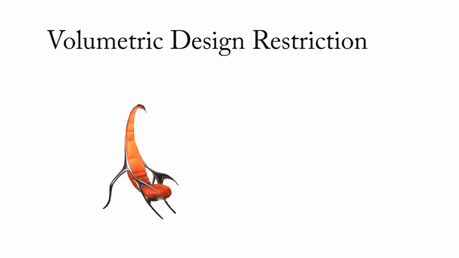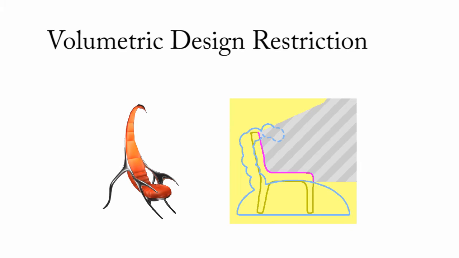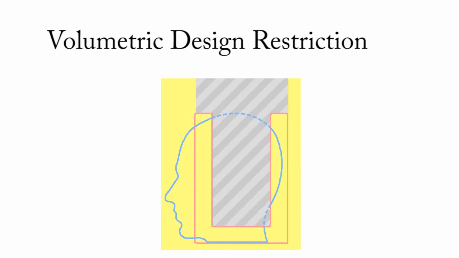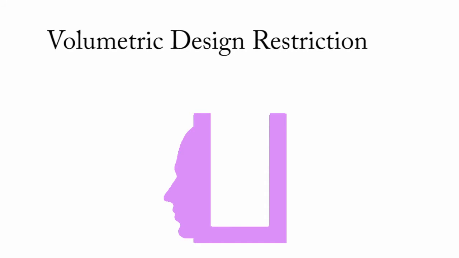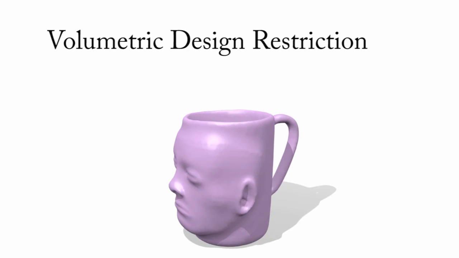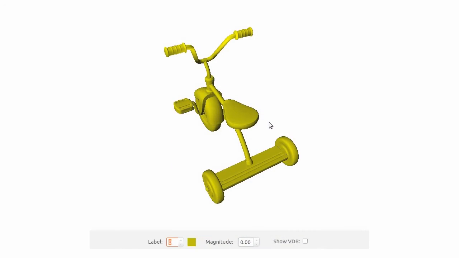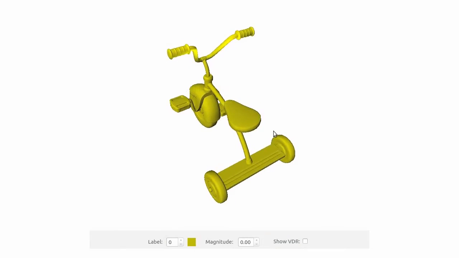For example, in the design of this insect chair, the volumetric design restriction signals our optimizer to bend the tail away from the sitting area so that the resulting chair remains sittable. In the design of a face mug, the volumetric design restriction keeps the mug hollow so that the resulting shape can hold water. The volumetric design restriction is given by a label associated with the base mesh surface, which the user provides interactively.